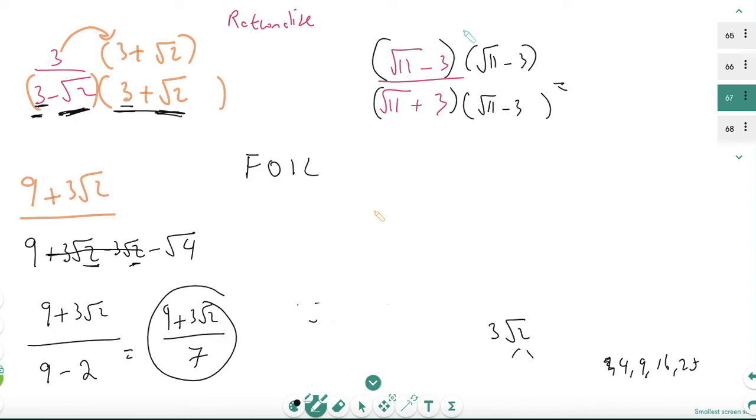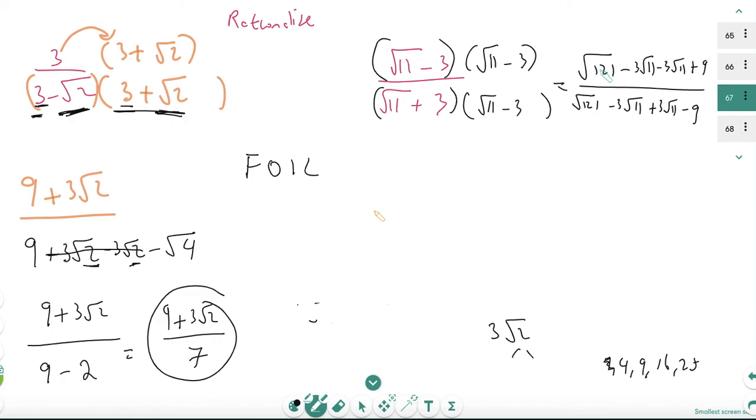So first, root 11 times root 11 is root 121. Outside, root 11 times negative 3 is negative 3 root 11. Inside, negative 3 times root 11 is negative 3 root 11. And negative 3 times negative 3 is positive 9. Over the bottom, first, root 11 times root 11 is root 121. Outside, root 11 times negative 3 is negative 3 root 11. Positive 3 times root 11 is positive 3 root 11. Positive 3 times negative 3 is negative 9.